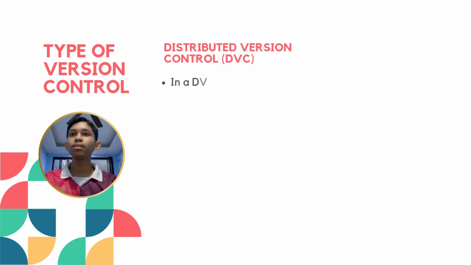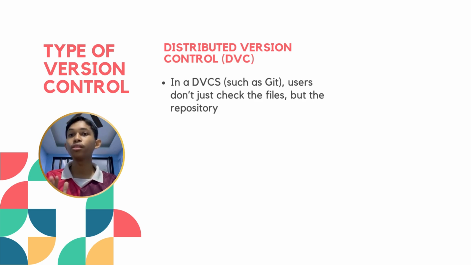So the first one is the distributed. In distributed, the user doesn't just check out the file, but the repository along with its full history.